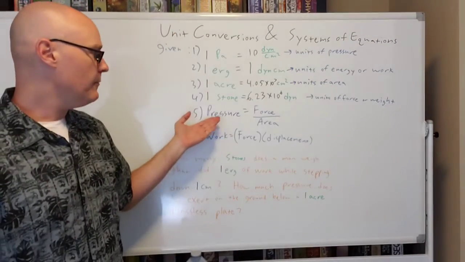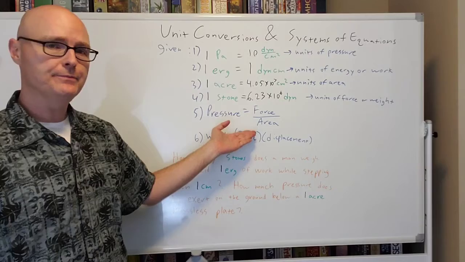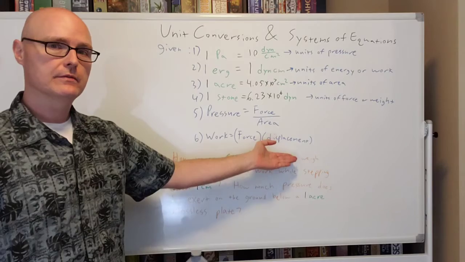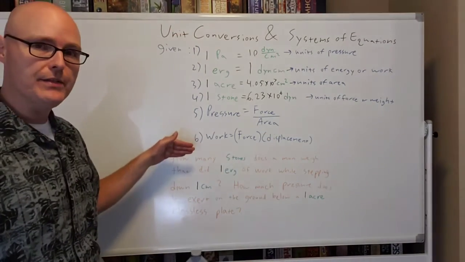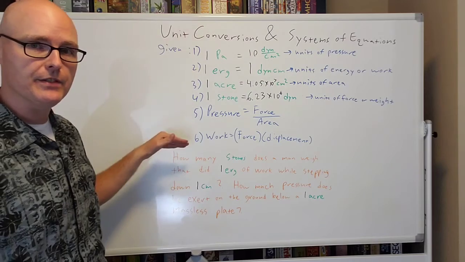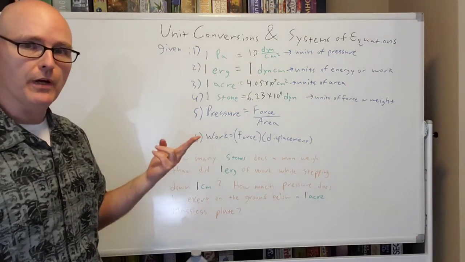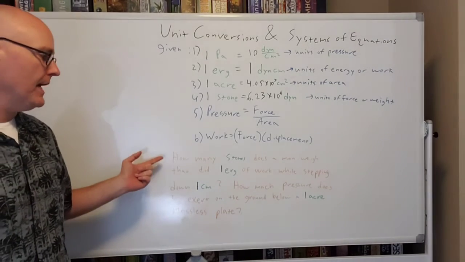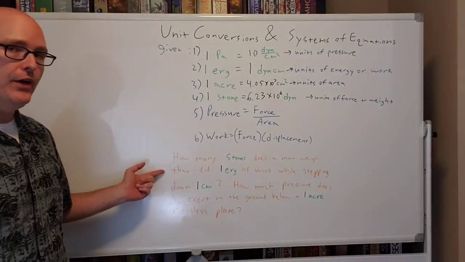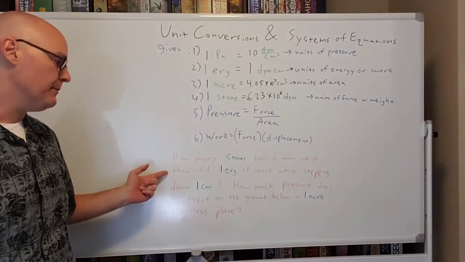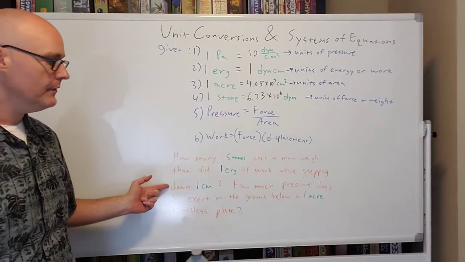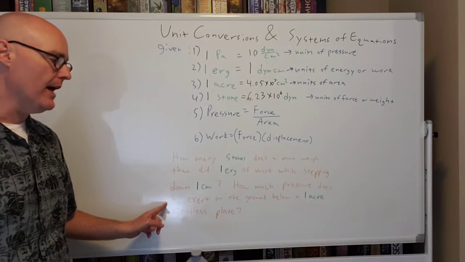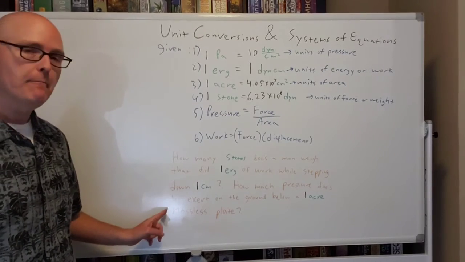We have an equation that pressure is equal to force divided by an area. And we have that work is equal to force times the displacement. So given these 6 equations, this system of 6 equations, let's solve 2 questions. How many stones does a man weigh that did 1 erg of work while stepping down 1 centimeter? That's one question. Next question, how much pressure did he exert on the ground below a 1 acre massless plate?